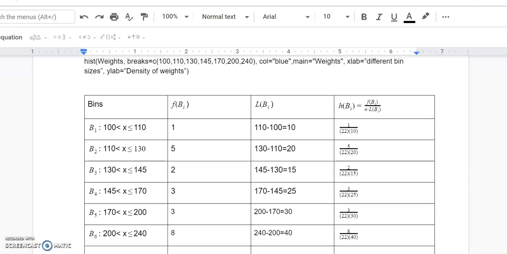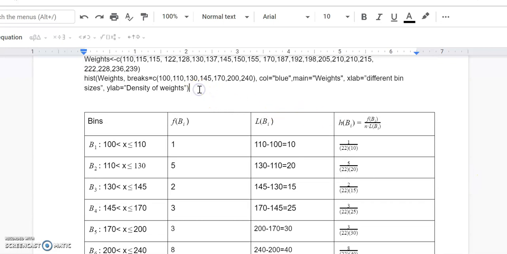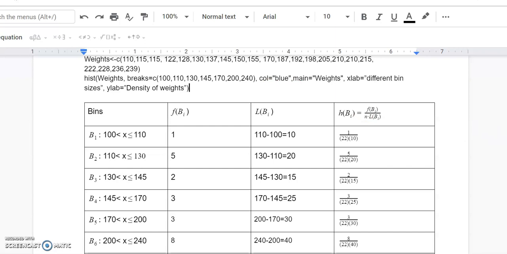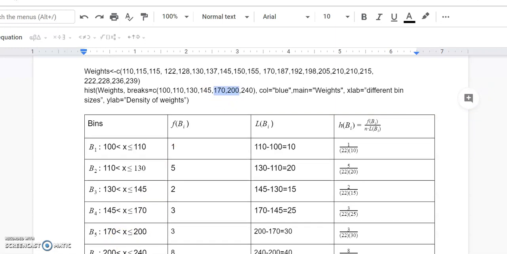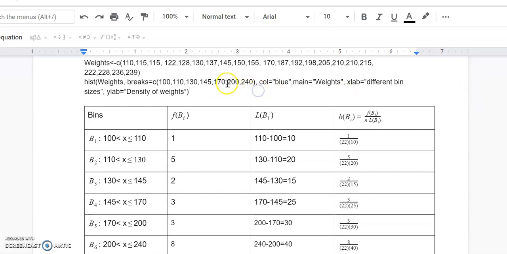So I got this table. From the breaks, so here's the breaks here. So it's 100 to 110. So that's going to be my first bin, 100 to 110. Next bin would be 110 to 130. Then 130 to 145. Then from 145 to 170. Then from 170 to 200. And then lastly, from 200 to 240.